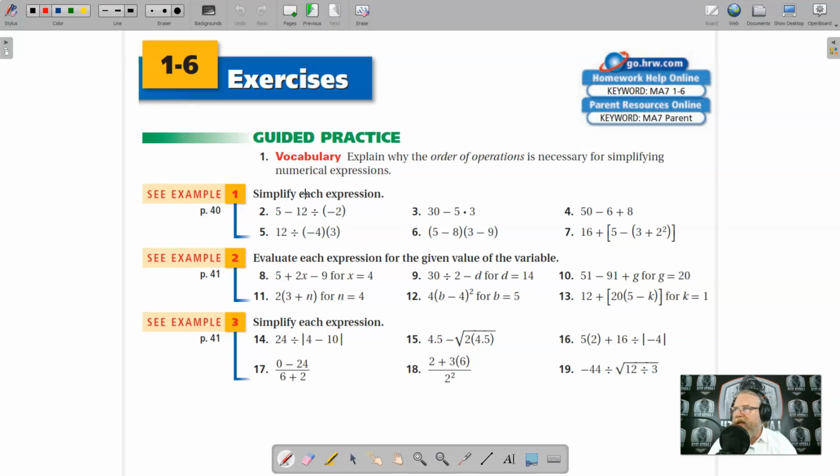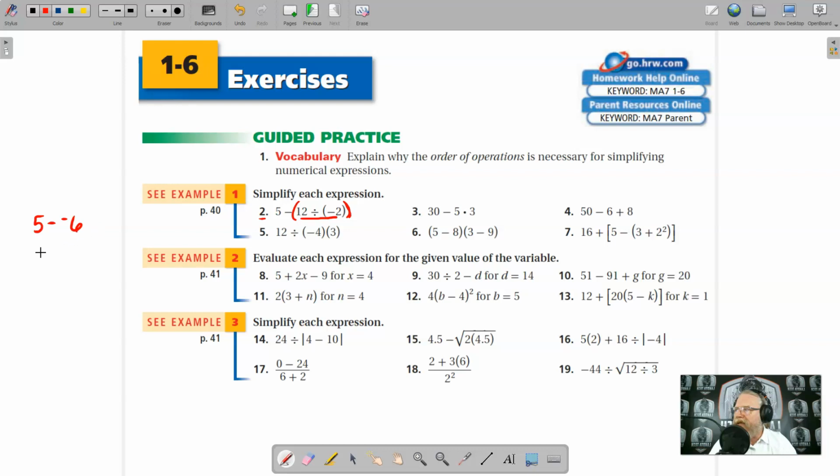On the next one, simplify each expression. Let's go ahead and do number 2 first. So we have subtraction and division. Let's divide 12 divided by -2. That's positive divided by negative, so that's going to be negative. I'm going to put that in parentheses. So let's bring our 5 minus. Then 12 divided by negative 2 is going to be a negative 6, right? Notice how I raised the negative sign up higher than the subtraction sign, so I don't get that confused.